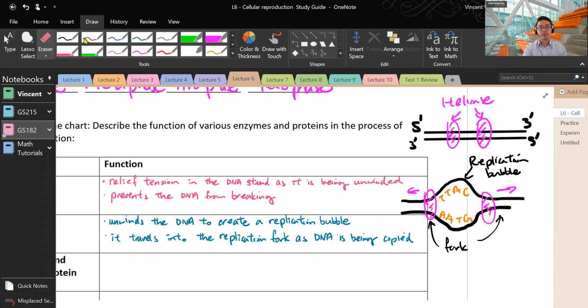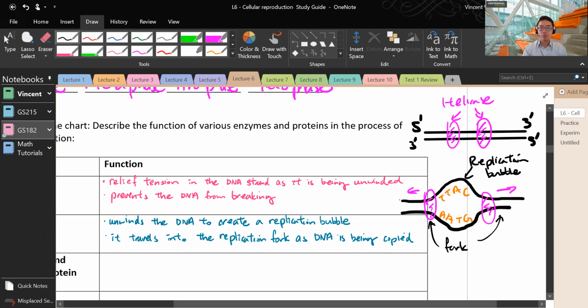Okay, so that is the job of helicase, right? And as you unwind the DNA, right, this is the rest of the DNA strands, right? Then tension is going to build up later on here, and that's why we need the gyrase to come along and relieve the tension. Otherwise, this is going to get all crumpled up in a knot, and it's going to break off. And we do not want that.